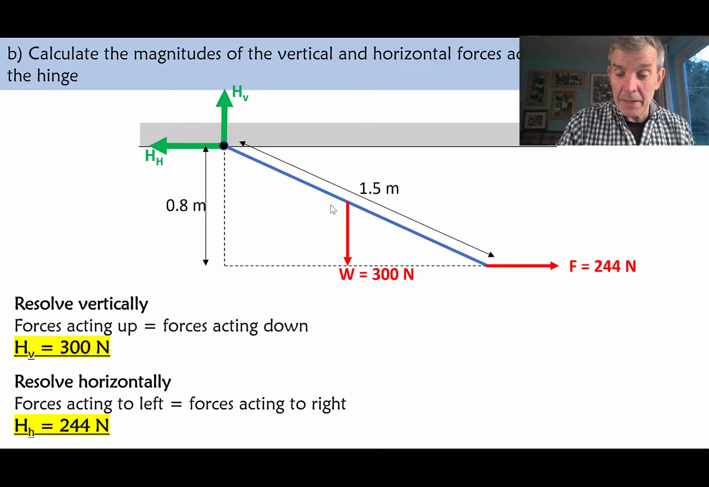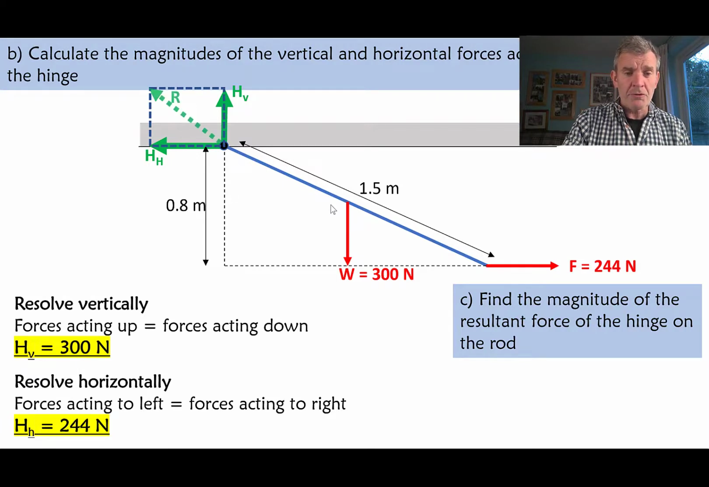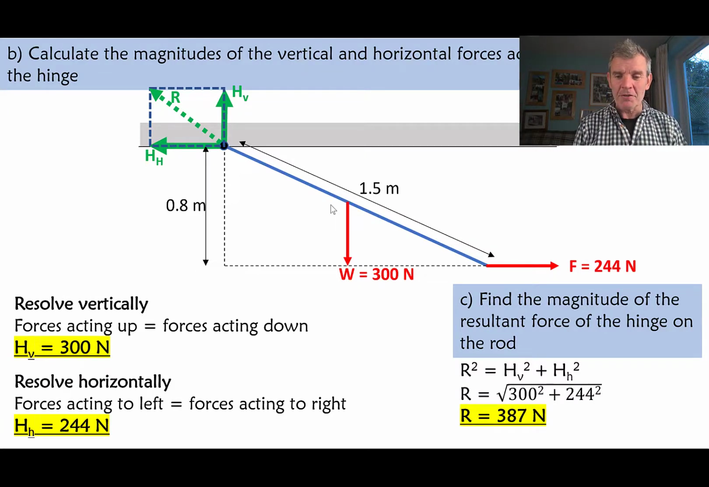Finally, in part C, we've got to find the magnitude of the resultant force of the hinge on the rod. That's fairly straightforward. We draw a rectangle around our forces like that. At that point, we draw a diagonal line, and that is the resultant force that we're interested in. We simply apply a little bit of simple Pythagoras, which you all know how to do, and that comes out to be 387 newtons.